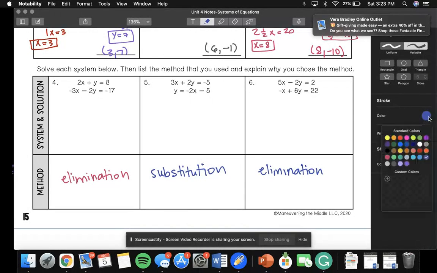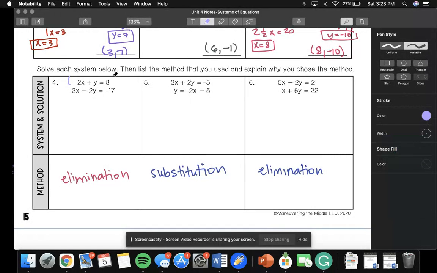Okay, so for elimination, these are different numbers. This is no number, so if this was a positive 2, it would make life really easy. So I'm going to multiply everything by 2. I would get 4x plus 2y equaling 16. Then I can add them together and get 1x equaling negative 1. So that means that x equals negative 1.